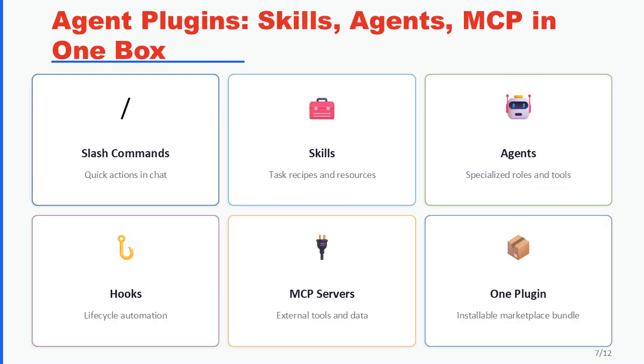Agent plugins are the packaging layer. A plugin can include /commands, skills, custom agents, hooks, and MCP servers. After installation, those capabilities appear beside your local customizations. A testing plugin might include a test runner skill, a test reviewer agent, and an MCP server that talks to your test dashboard. That is why marketplace plugins are powerful. They can ship a full workflow, not just one prompt.